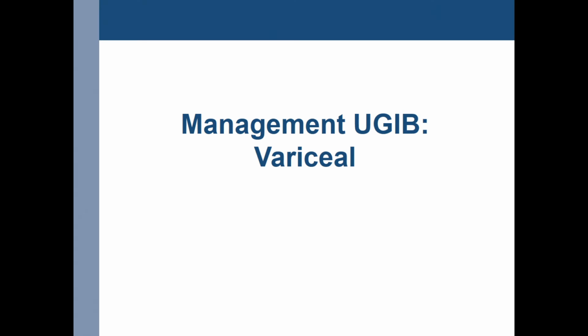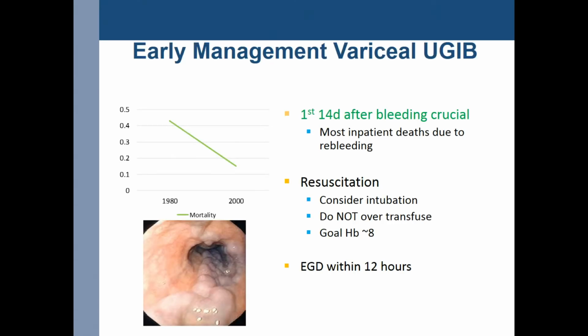So moving to upper GI bleed that's variceal in origin, early management is very important because in the first 14 days, this is the most important time period because most inpatient deaths are due to rebleeding in this patient population. Fortunately, mortality rates have dropped between the period of 1980 to 2000 with variceal upper GI bleeding.